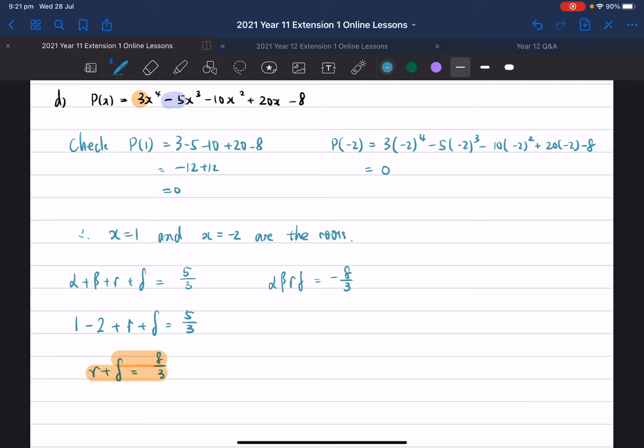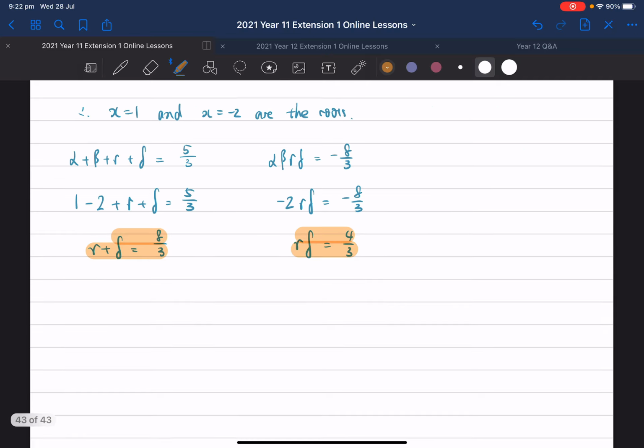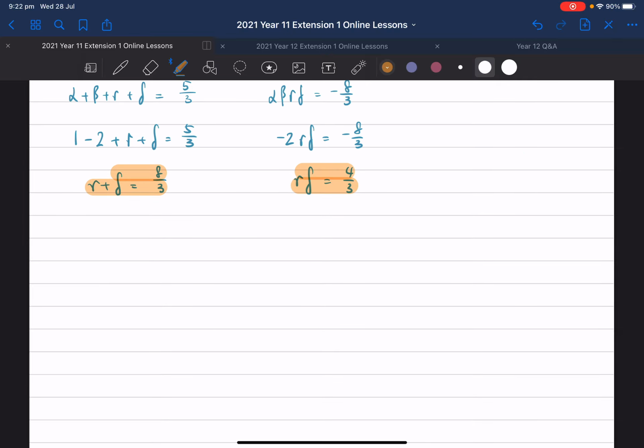So we know what alpha and beta equal: that's 1 and minus 2. So that's minus 2 alpha gamma delta is equal to minus 8 on 3. So gamma delta would be 4 on 3. Negative 8 on 3 divided by negative 2 is 4 on 3. Yep. So now we've got this.